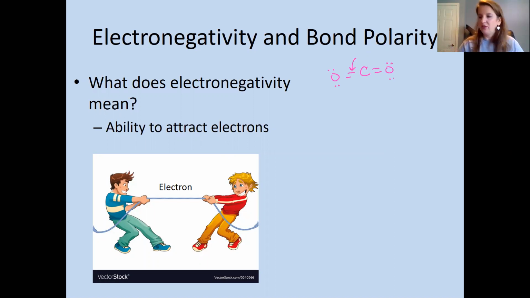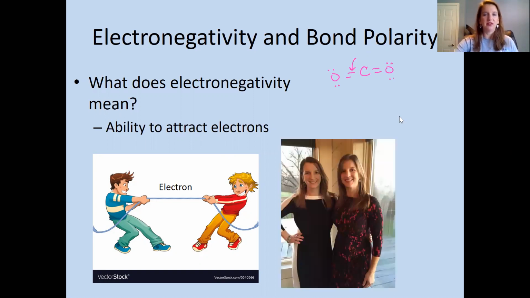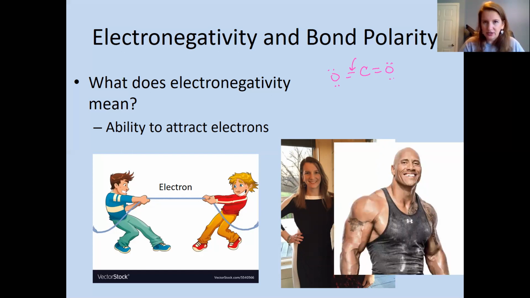Well, I happen to have a twin sister, and if I was going to play tug of war over an electron, because we're very similar, we would share those electrons equally and evenly between us because one is not stronger than the other. We're not going to be able to pull the electrons more towards me or more towards my sister. So that would be a nonpolar bond because our electronegativities, our strength, is similar. If I was going to play tug of war with the rock, who do you think is going to win the electron?